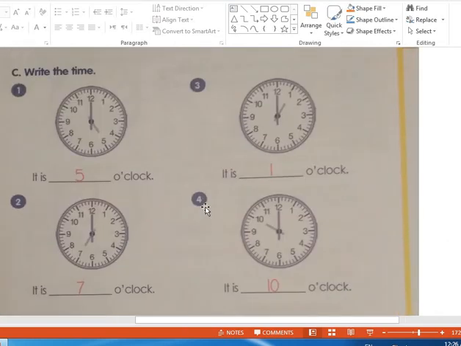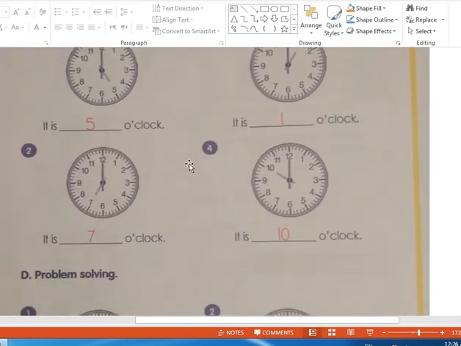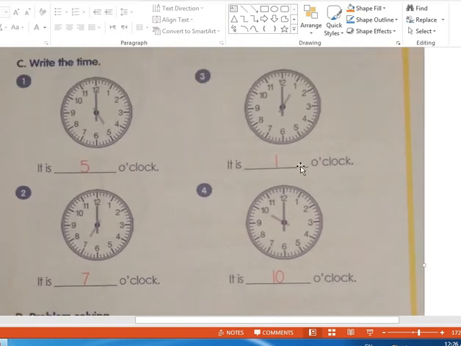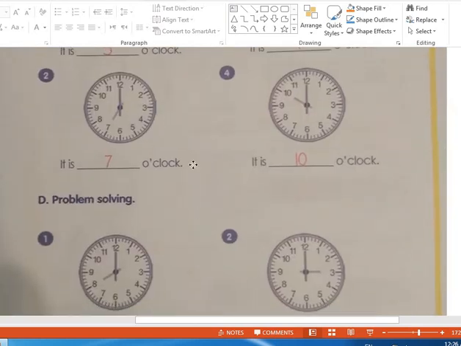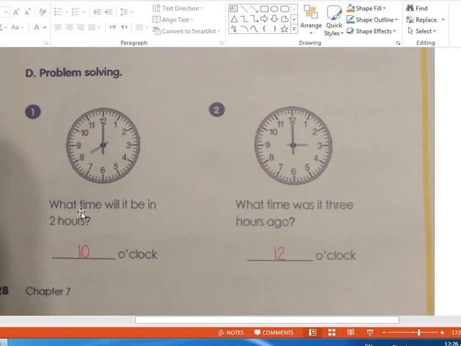Here, write the time. It's 5 o'clock. It's 1 o'clock. It's 7 o'clock because the short hand goes to 7. And here the minutes, when it comes to 12, it will be 0, 0. No minutes. It's 7 o'clock. It's 10 o'clock.